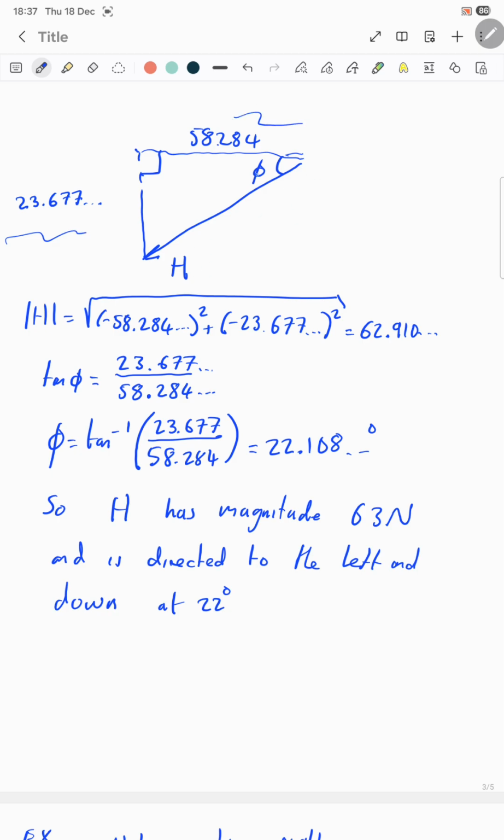So H is acting down by this angle, and our magnitude is given here, 62.910... So our tangent is this, dividing one by the other. So to find the angle is again the inverse tangent of 22 point so and so. So H has a magnitude of 63 newtons and is directed to the left and down at 22 degrees.